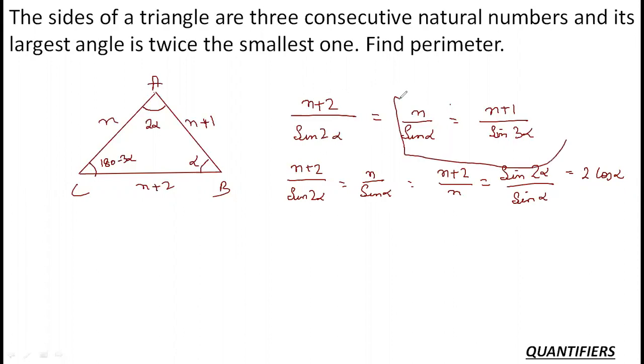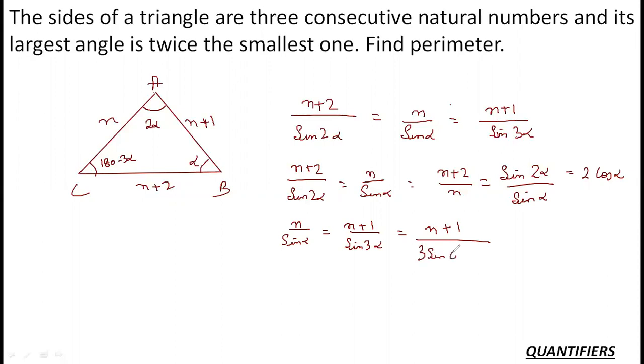Now let me try to equate these two. Let's see what I am getting. n upon sine alpha is equal to n plus 1 upon sine 3 alpha. Now what is sine 3 theta? 3 sine theta minus 4 sine cube theta. So it is nothing but n plus 1 upon 3 sine alpha minus 4 sine cube alpha. This is the basic result.